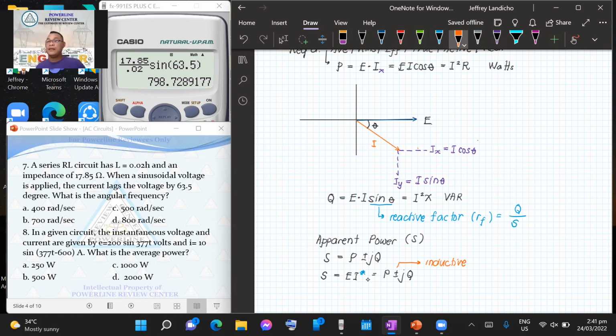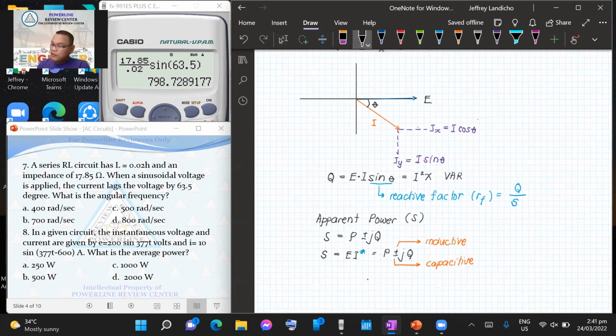Inductive yung ating circuit. Ibig sabihin, parang meron tayong RL circuit. Now, pag negative yan, meron kang capacitive. So, parang meron lang tayong RC circuit.